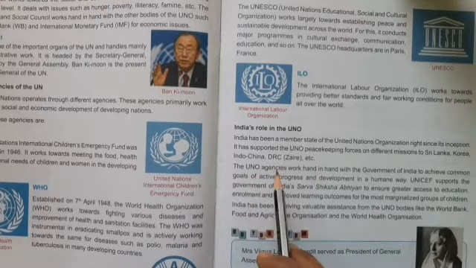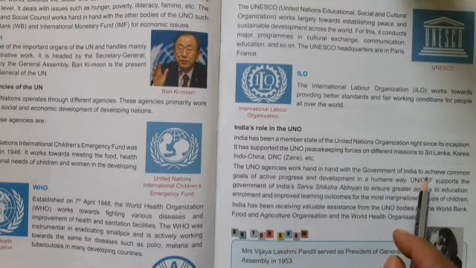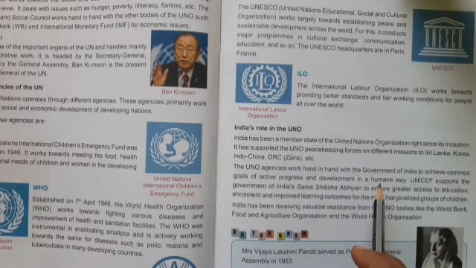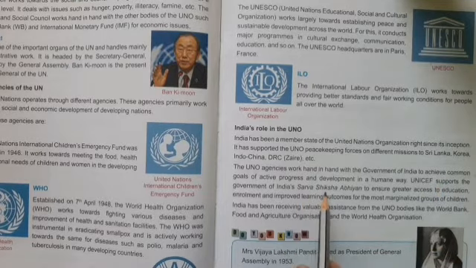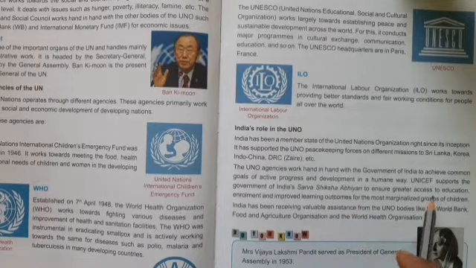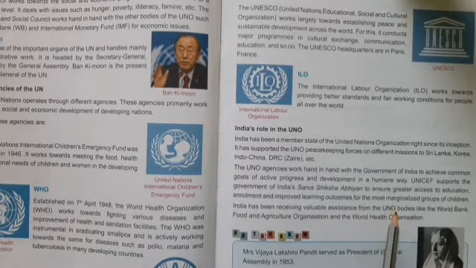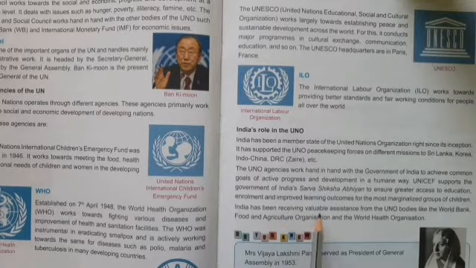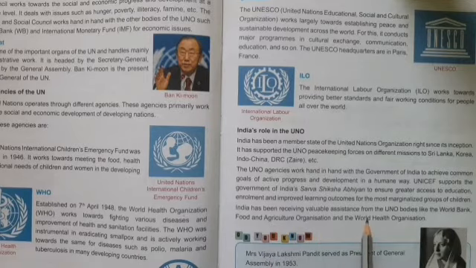The United Nations Organization agencies work hand in hand with the government of India to achieve the common goal of active progress and development in a humane way. UNICEF supports the government of India's Sarva Shiksha Abhiyan to ensure greater access to education, enrollment, and improved learning outcomes for the most marginalized groups of children. India has been receiving valuable assistance from UNO bodies like the World Bank, Food and Agriculture Organization, and the World Health Organization.